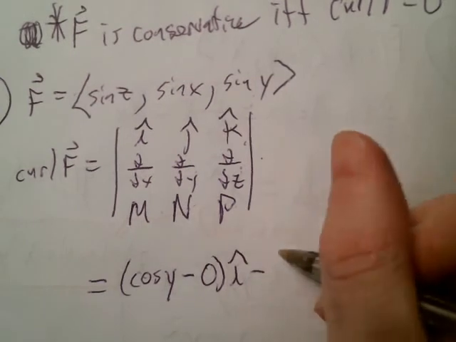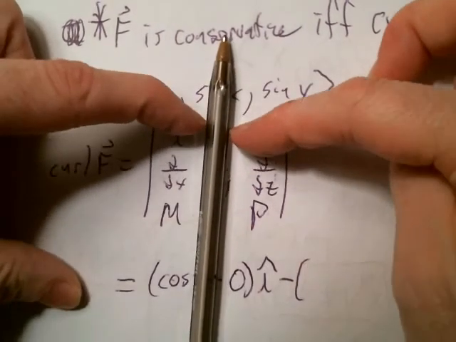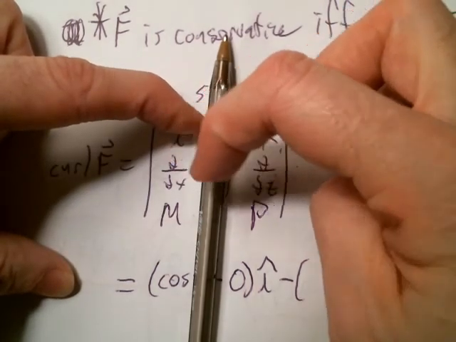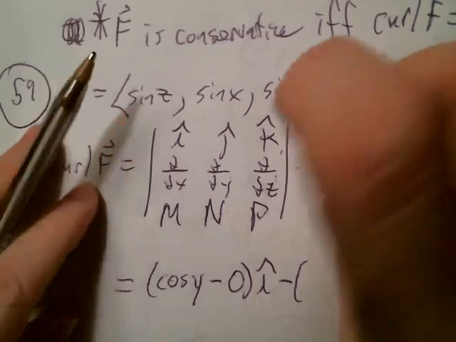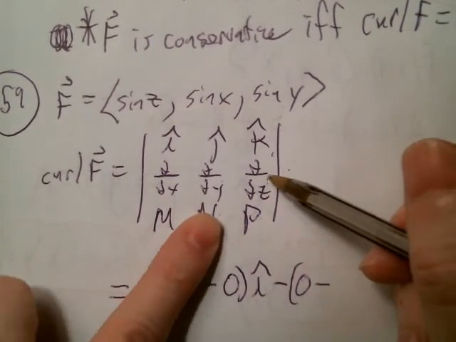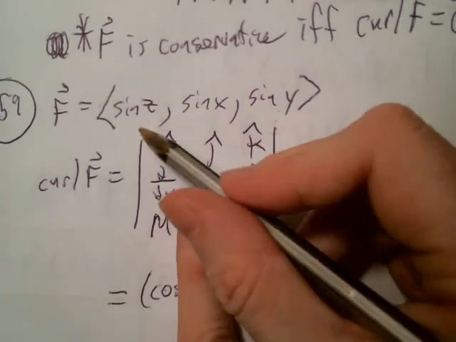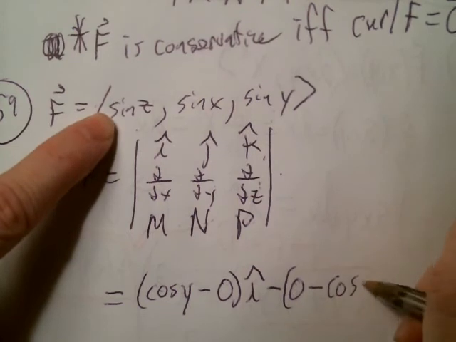Then minus, and cover up the second column and the first row. Then you're doing the partial derivative with respect to x of P. So the partial with respect to x of sine y is 0, minus the partial with respect to z of M. The partial of this with respect to z is cosine z.